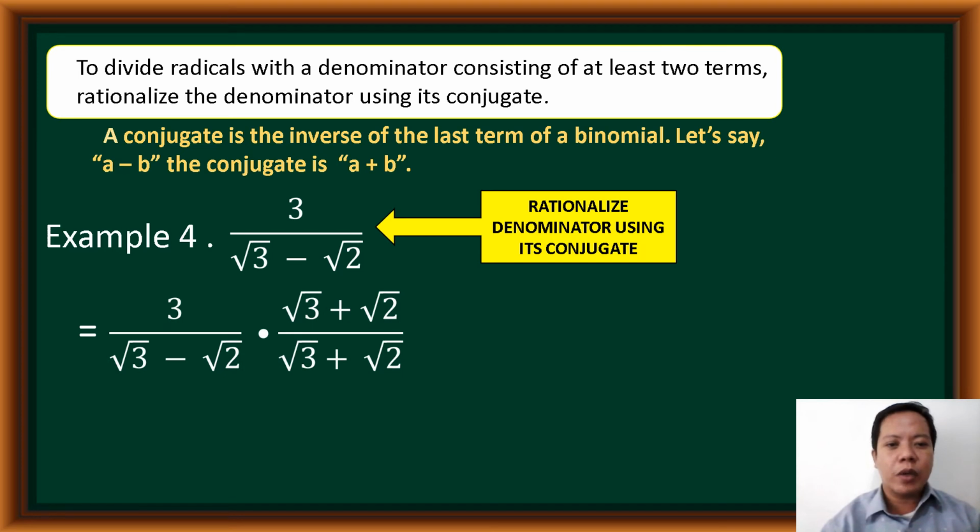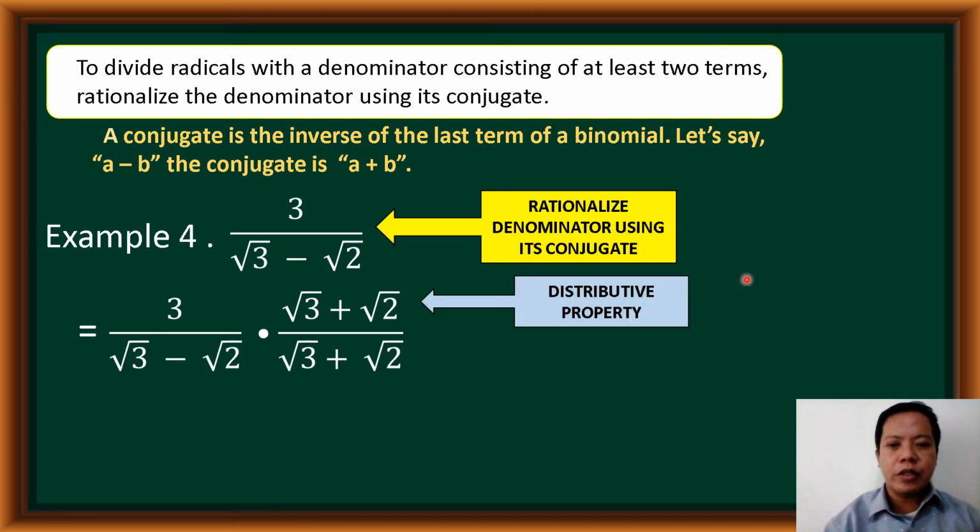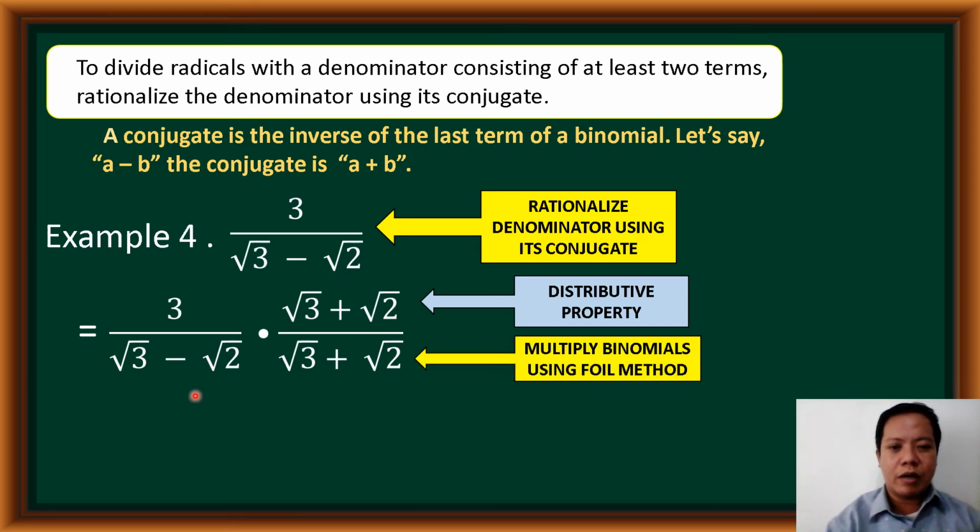Okay, now write the given. So we have 3 over square root of 3 minus square root of 2. Then multiply by square root of 3 plus square root of 2 over square root of 3 plus square root of 2. Okay, take note, our middle sign is negative, so this will be positive because the conjugate of the denominator is square root of 3 plus square root of 2, and then rationalize. Then next step, use the distributive property for the numerator. So multiply 3 by this binomial, and also for our denominator, multiply binomials using the FOIL method.